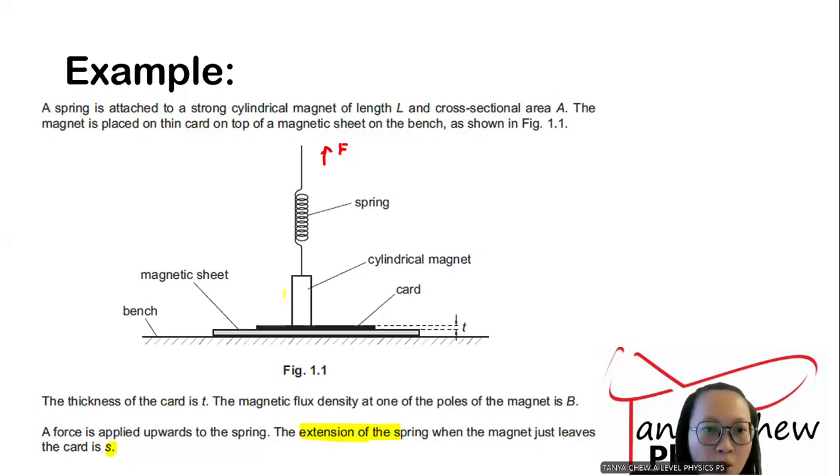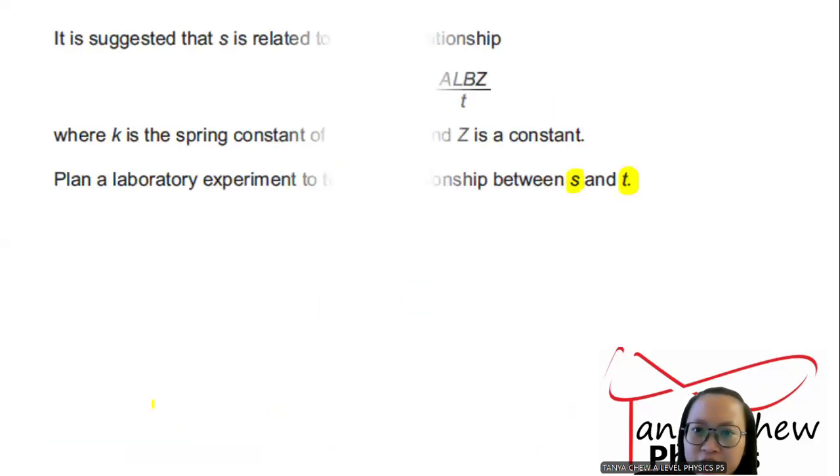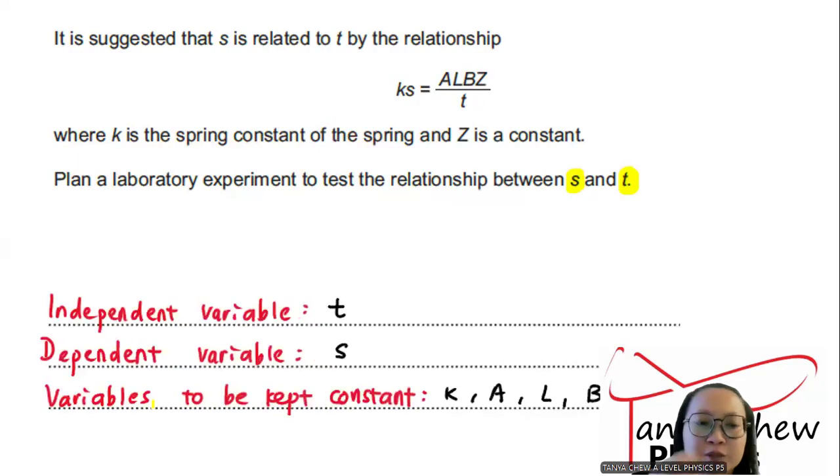What about T? Oh, T is just the thickness of the card here. So if I want it to be thicker, I slot in more cards so that it could be thicker. Don't you think that is very easy to alter? So that is why I choose my independent variable as T, the dependent variable as S.